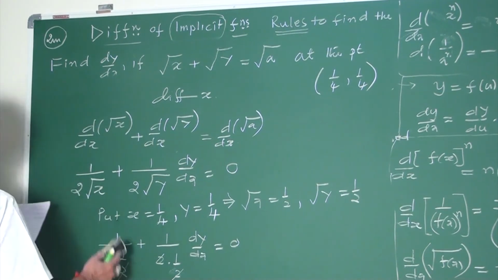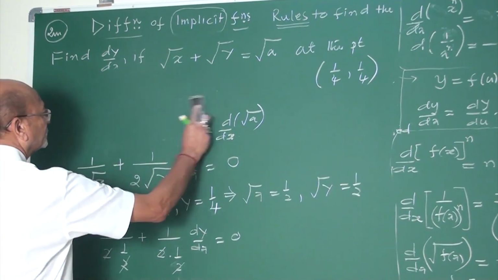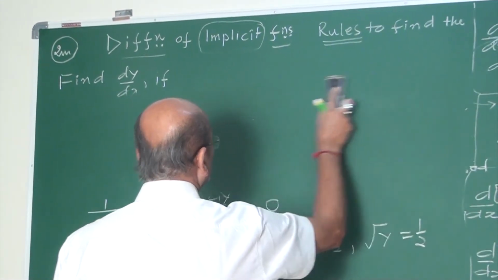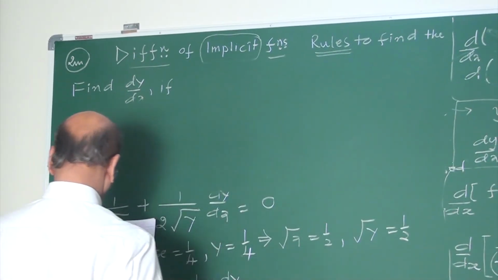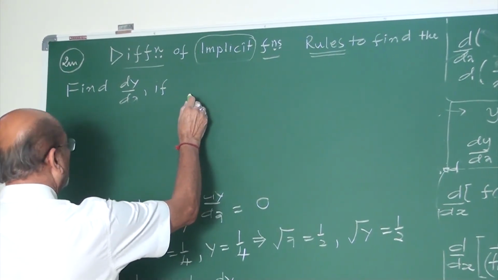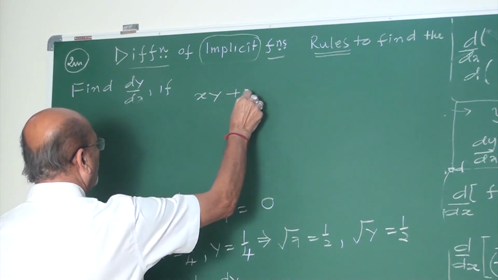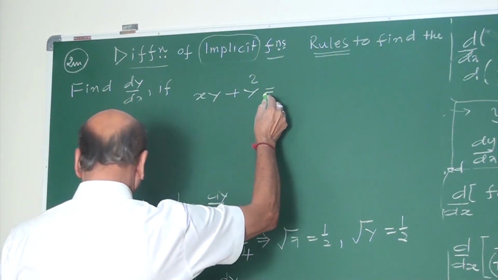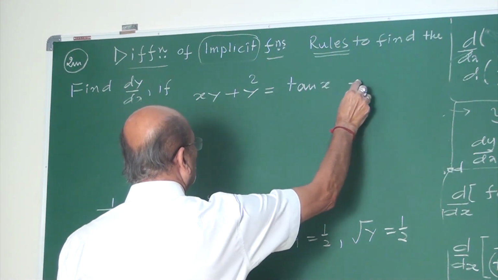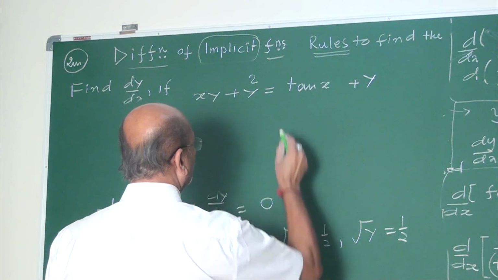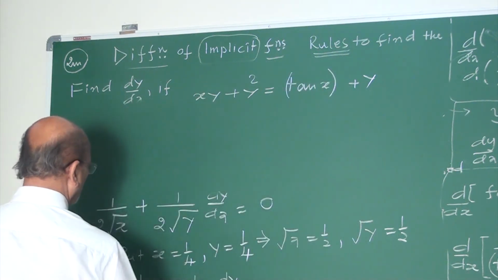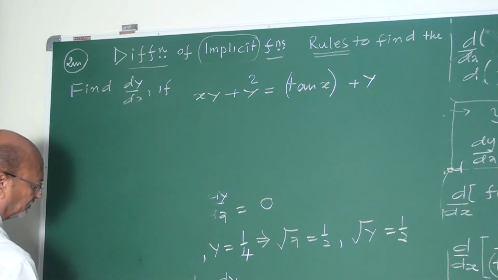Next one. Find dy by dx if xy plus y square equal to tan x plus y.